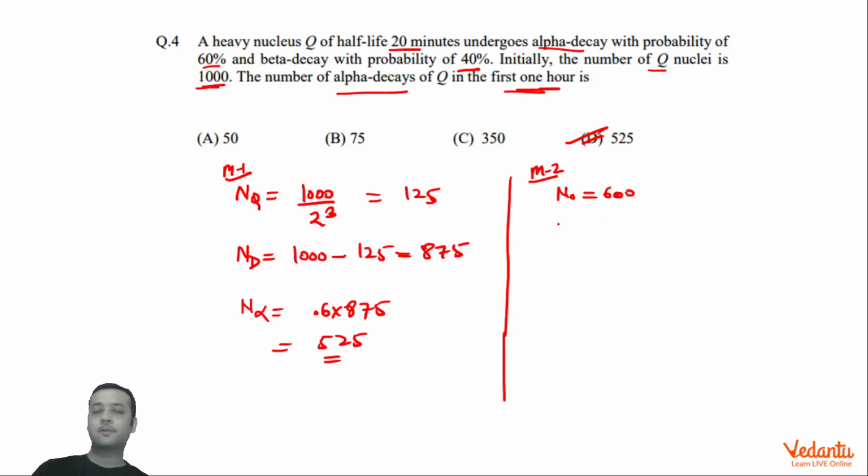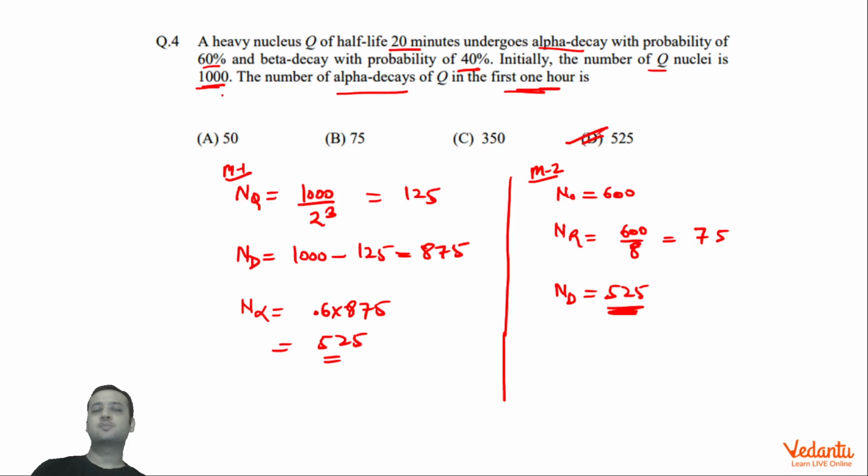Now how many nuclei will be remaining after three half-lives? That will be 600 by 8. So how much is this? 8 7s are 56, 40, 75. That means we can say that 75 is remaining, so how many will have decayed? 525. And all of them will decay by alpha, because we have already discarded those which were decaying by beta. So 525 would have decayed. So you could have also done this.